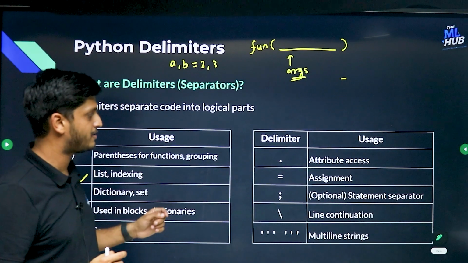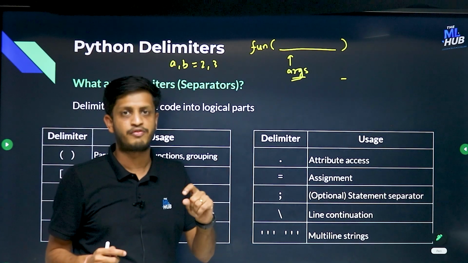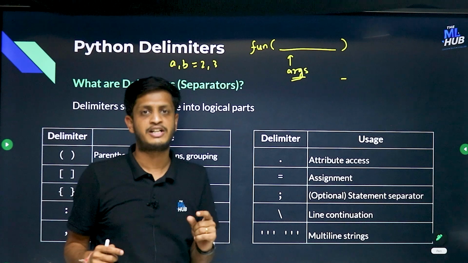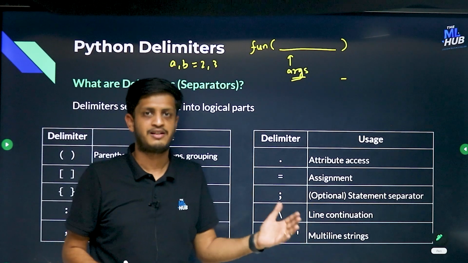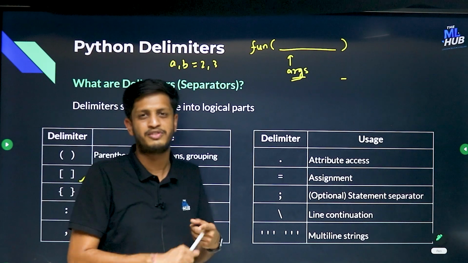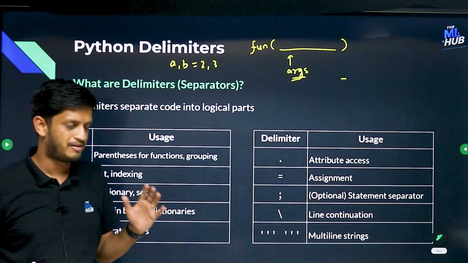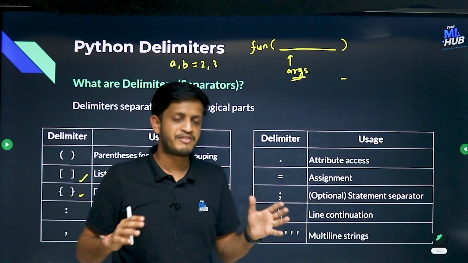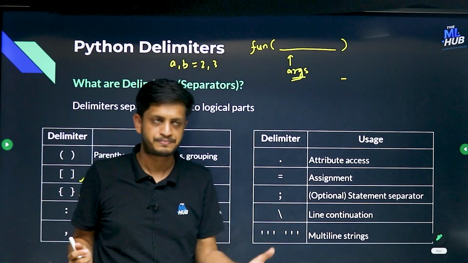Then dot is a separator. When you create a class and you create an object of it and you want to access a particular member of that object, we use dot. All of these we will see in detail in the coming lectures, like the usage of operators, identifiers, and literals. In this lecture we are just seeing briefly from the top what the different types of tokens are.